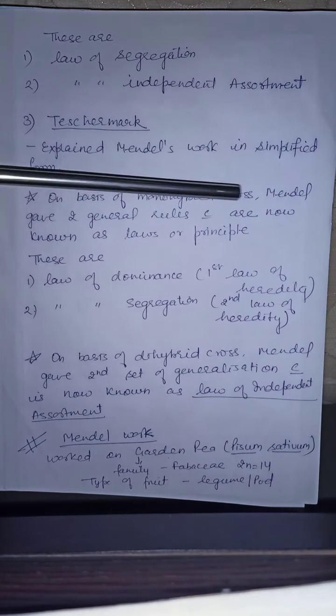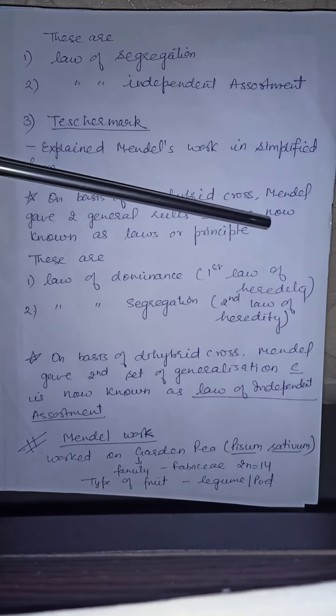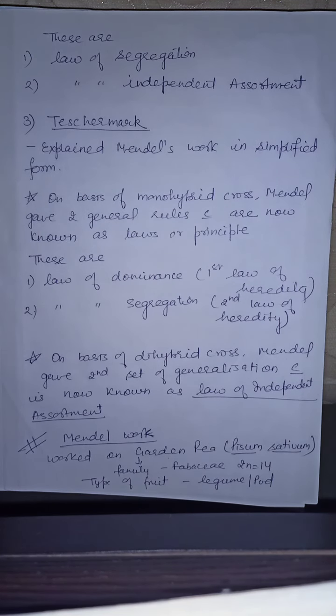On the basis of monohybrid cross, Mendel gave two general rules which are now known as laws or principles. These are the law of dominance and the law of segregation. The law of dominance is the first law of heredity and the law of segregation is the second law of heredity. A monohybrid cross is the cross in which Mendel studied only one character, for example height or shape of the seed. So on the basis of monohybrid cross, Mendel gave two general rules, which are now given the shape of laws: the law of dominance and the law of segregation.